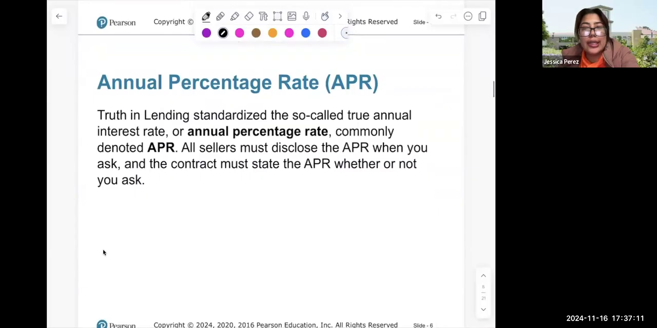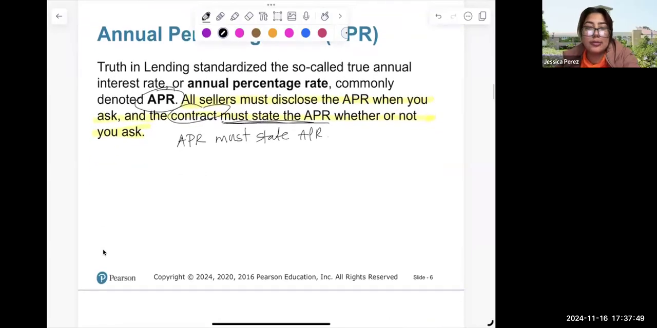Now, the annual percentage rate, the APR. Truth in Lending standardized the so-called true annual interest rate, commonly known as the APR. What does that mean? All sellers must disclose the APR when you ask. The contract must state the APR whether you ask or not. So the APR must be shown all the time.